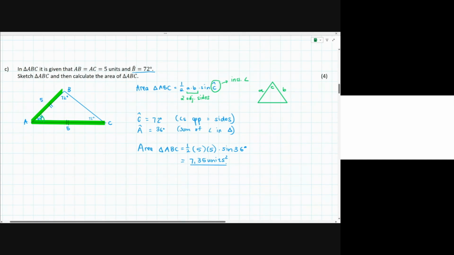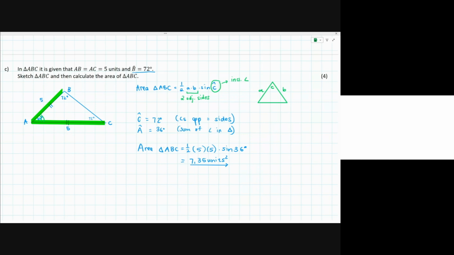Again, we're not super strict about you saying units squared. Anyways, we're not super strict about you saying units squared, but it is an area, you know that it's units squared. Just write units squared.